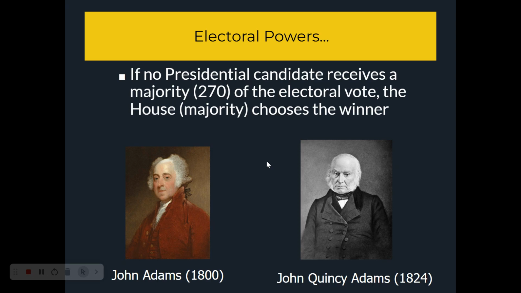So that wasn't as controversial as when John Quincy Adams basically had less electoral votes than Andrew Jackson in 1824. But because nobody got the majority, the House of Representatives could pick whoever they want, and they picked John Quincy Adams. So that was controversial because they ended up picking someone that had less electoral votes than another one of the candidates. But again, if nobody gets a majority, then it's the House of Representatives that gets to make that decision. Doesn't happen very often.